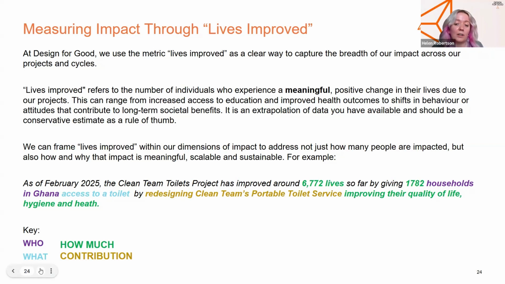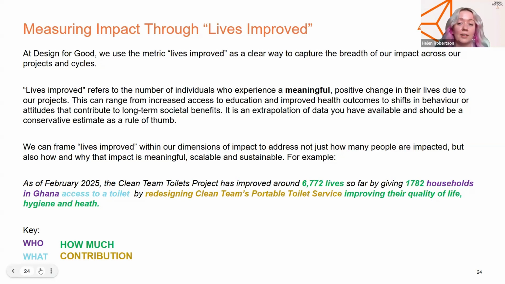So in practice, it works by estimating the number of people meaningfully impacted by your project's intervention, e.g. students receiving better educational materials, families with improved sanitation facilities. Data is gathered through collaboration with your dev org, combining direct feedback, monitoring tools, and contextual estimates. And stories and case studies are then used to complement these numbers, showcasing the depth of impact. So we can frame lives improved within our dimensions of impact to address not just how many people are impacted, but also how and why that impact is meaningful, scalable, and sustainable.